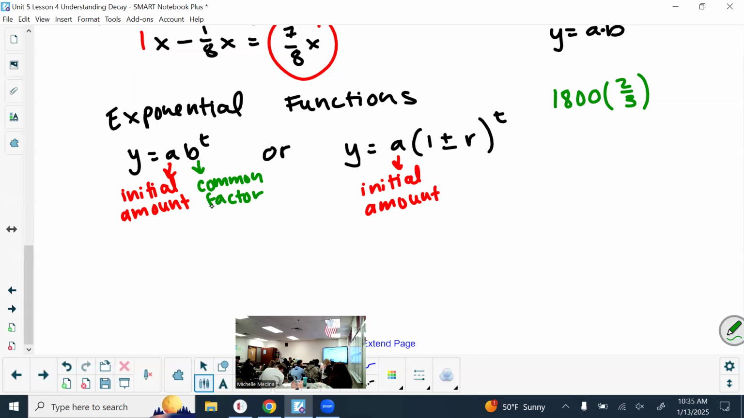Whatever you are multiplying by each time to get to the next number is your common factor. In the situation from our warm-up, it would not be 1/3. That's what it's decreasing by. We're multiplying by 2/3 each time. That would be my common factor.